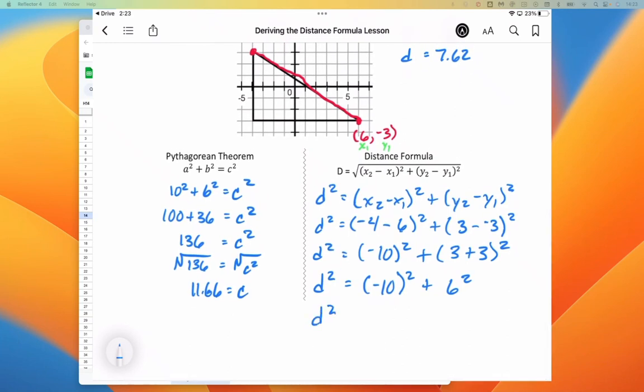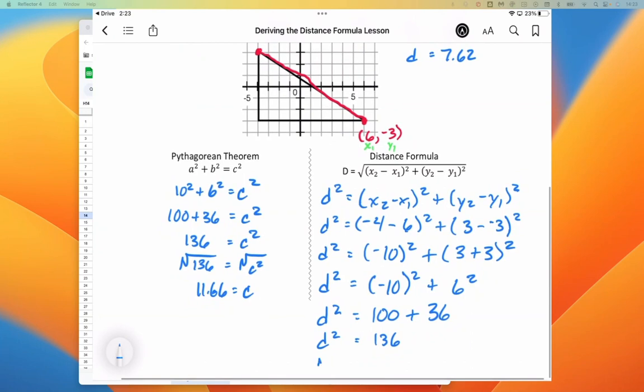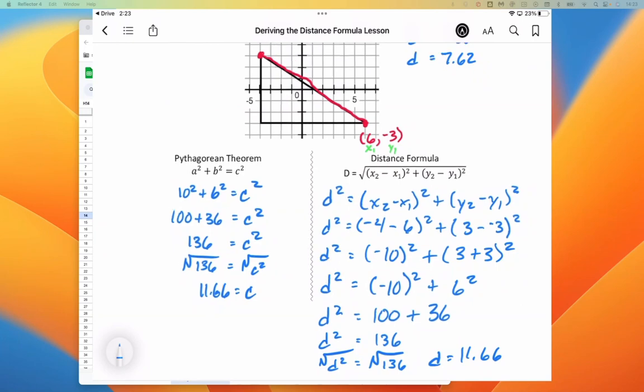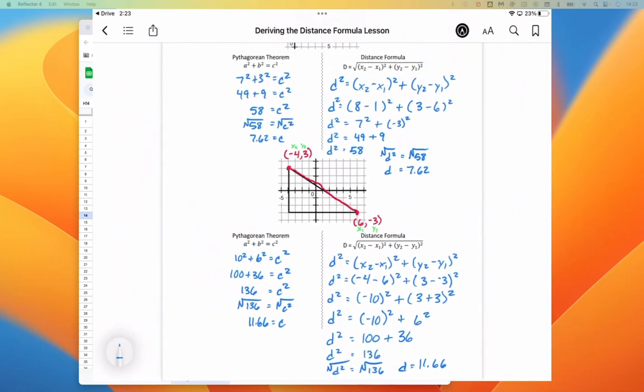So d squared is equal to -10 times -10 is 100. Positive 100 because a negative times a negative makes a positive. 6 times 6 is 36. So d squared is 136. Just like we had before, square root of d squared equals square root of 136. D is equal to 11.66. Exact same thing we got with the Pythagorean theorem. We just don't need a triangle to do it.